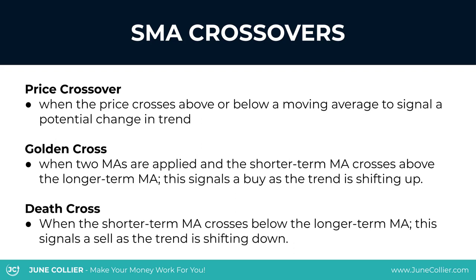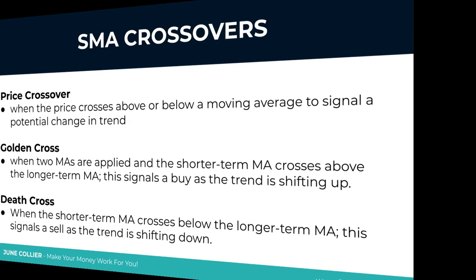When two moving averages are applied and the shorter term moving average crosses above the longer term moving average, this signals a buy as the trend is shifting up. The death cross. When the shorter term moving average crosses below the longer term moving average, this signals a sell as the trend is shifting down.